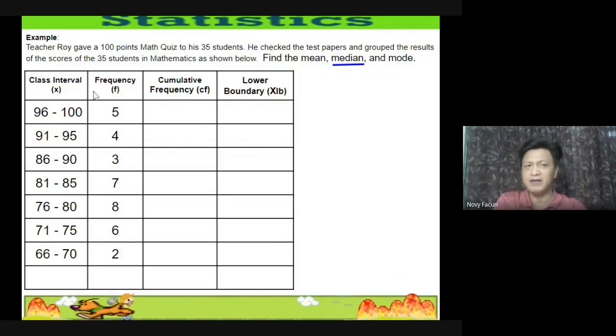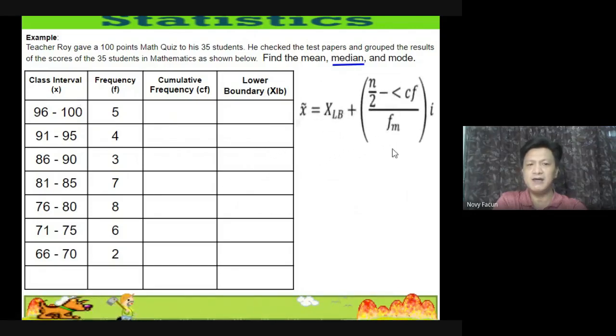So with that, we can now apply. But before that, di ba, meron tayong 4 na column. So meaning to say, kompletuhin muna natin yung cumulative frequency niya tsaka yung lower boundary. Okay, remember? So ibig sabihin niyan, ito yung formula natin. And then, okay, hanapin muna natin yung i, di ba? Take note, this is the class size. Paano ba natin malalaman yung class size?